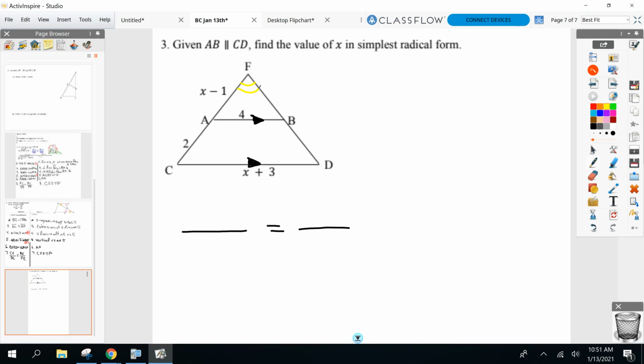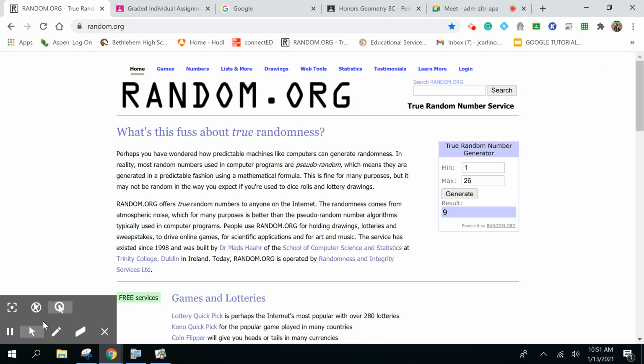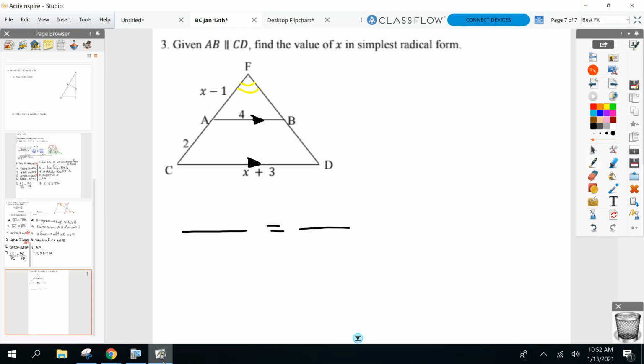Here's a hint if you can't see it. Look at the parallel lines. They're forming another special type of angles. Look at the parallel lines. Where's my other pair of angles here? Vinny, do you see the other pair in triangle FAB and triangle FCD? Where's my other pair of congruent angles?